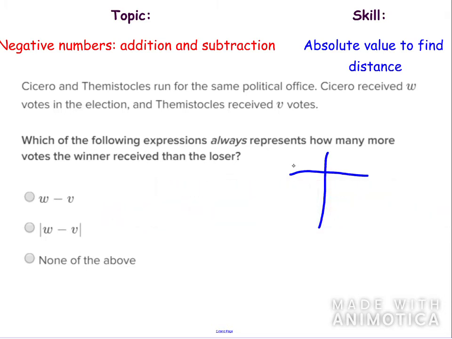All right, we're going to say W, that's Cicero. V, that's Themistocles. And we'll just say winner here. All right, so let's say W gets 5 votes and V gets 2 votes. So who wins the election there?